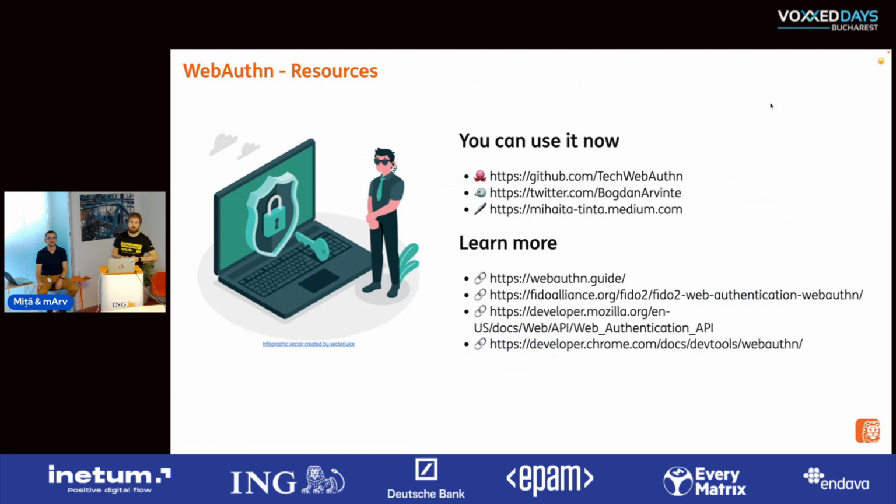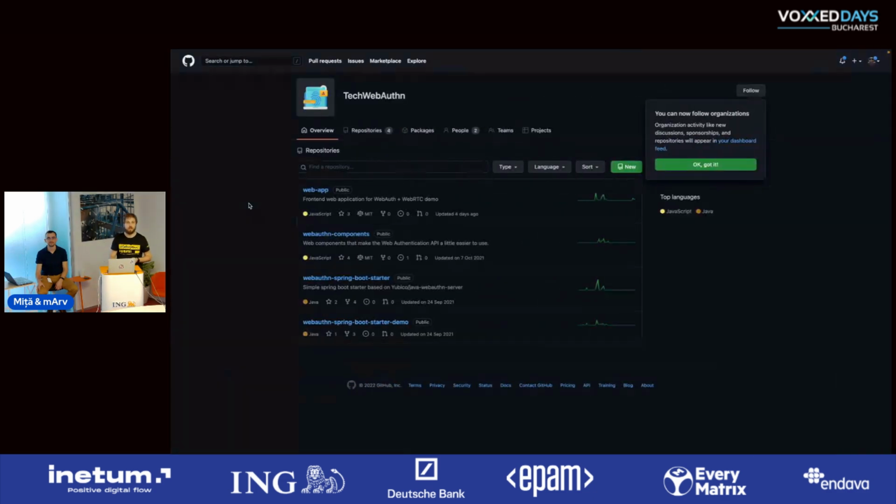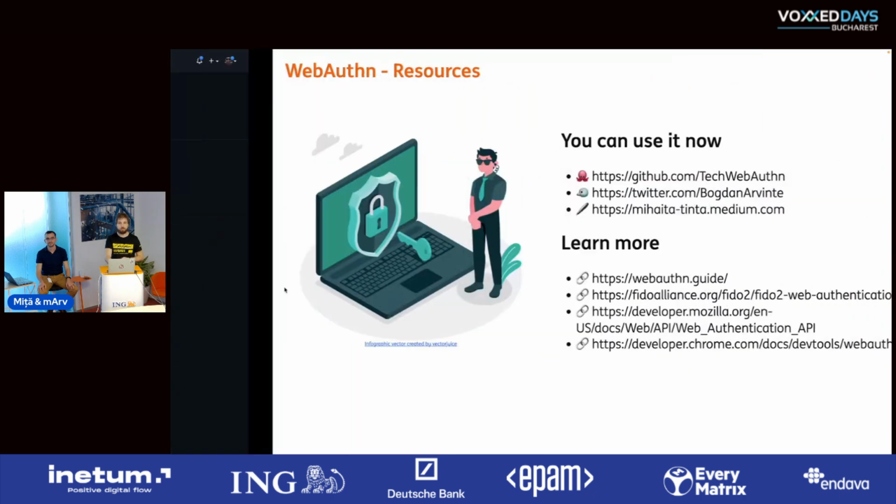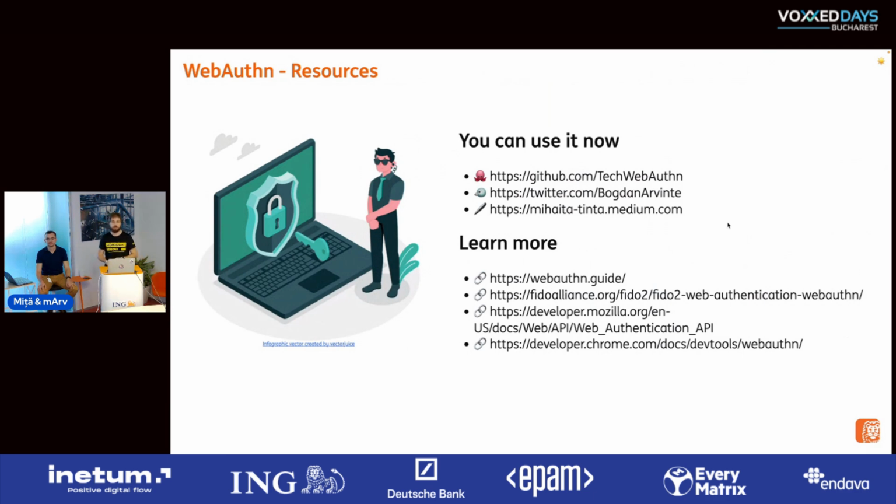If we move on to the resources that helped us, we encourage you to take a look at our Tech Web Auth organization on GitHub. You'll find there the application that uses this Spring Boot starter and the web components. You can find the repo for the web components, the Spring Boot starter as well, and the demo application that Mihaita just showed you. But there are other resources that you can learn from. So you can check our social media accounts, Medium, learn more about Web Authentication at webauthentication.guide, where you'll see a deep dive, which unfortunately we didn't have time for in this presentation.